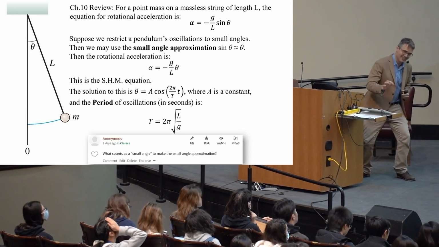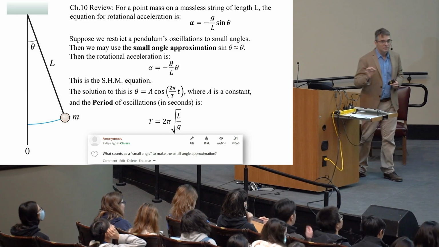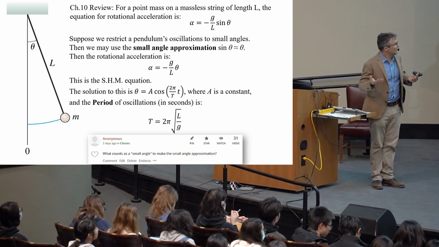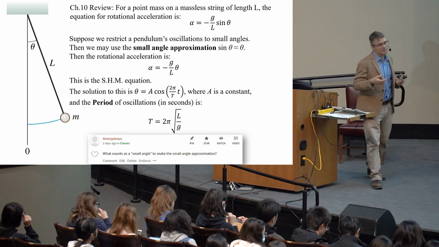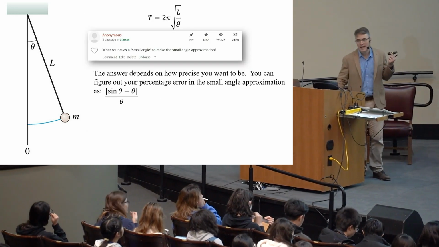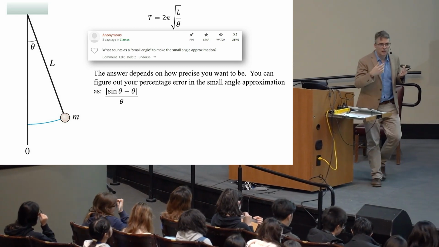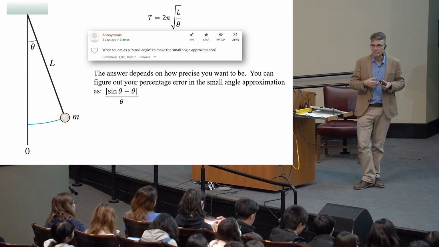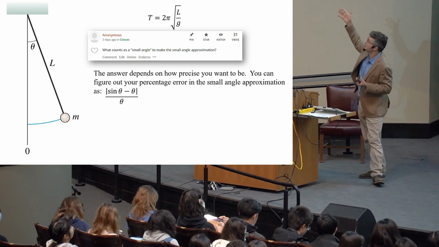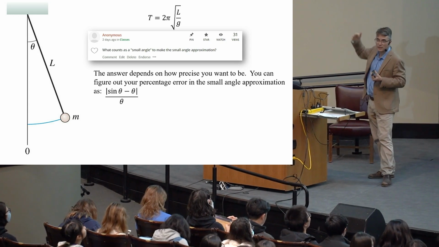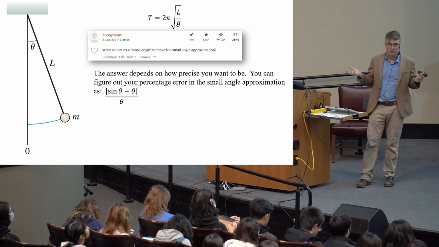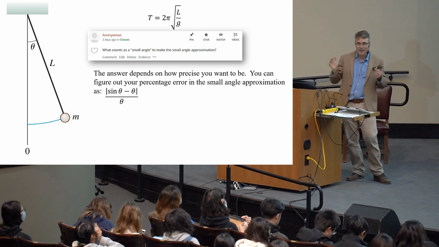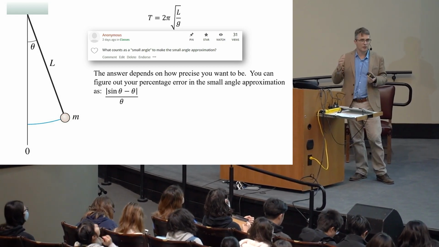But the question on Ed, which is a great question, is what counts as a small angle to make the small angle approximation? My answer to that is that it just depends on how big an uncertainty or an error you mind making. So this period, for example, 2 pi square root of L over g, you can write that down to 2 significant figures or something like that, but it might be wrong. And the wrongness of it is just how wrong your small angle approximation is.